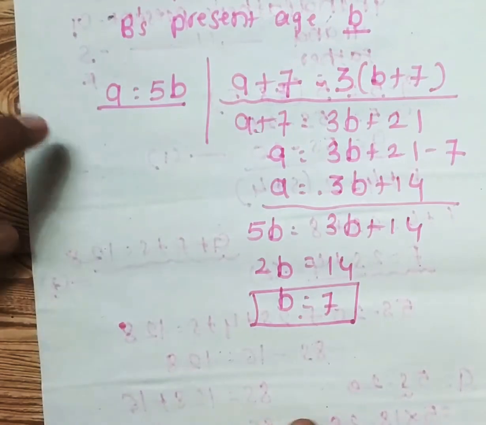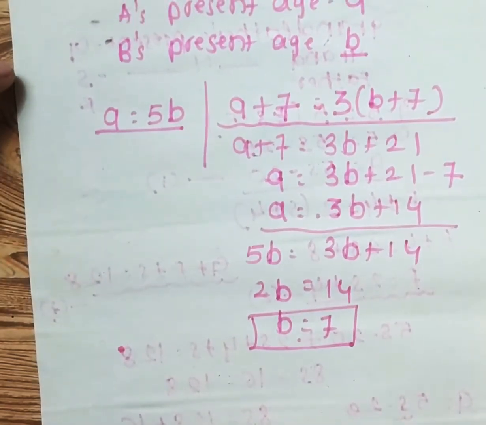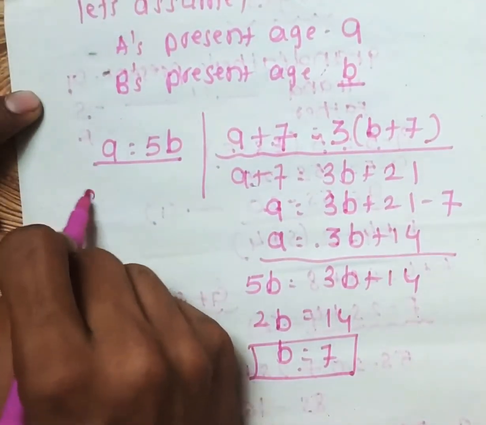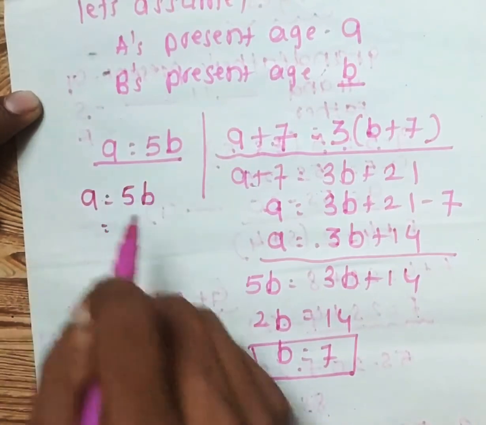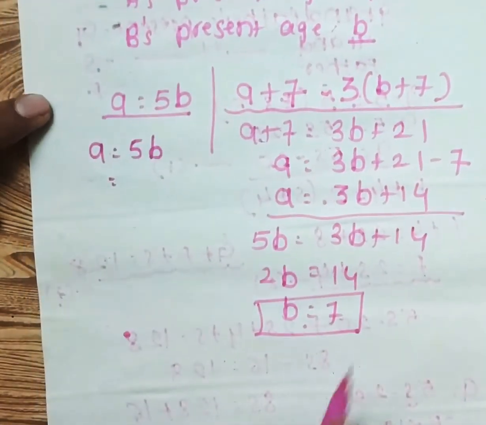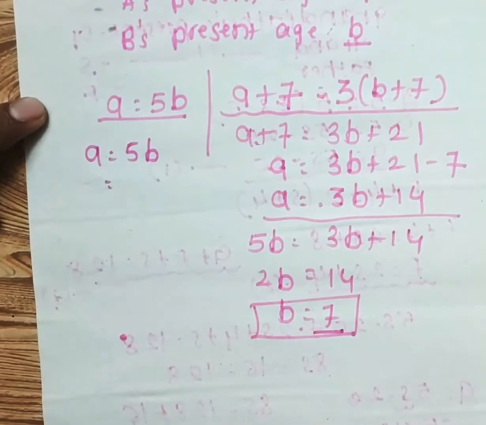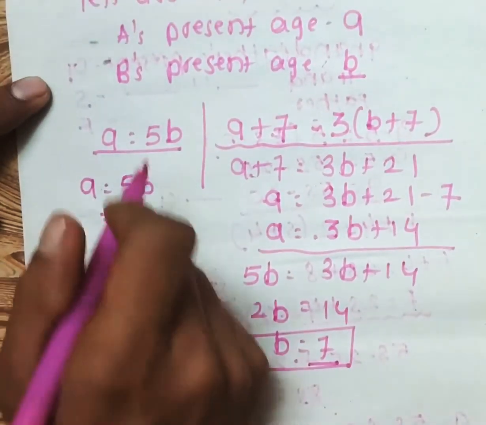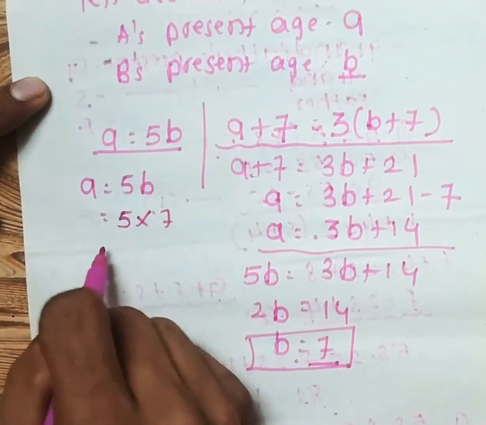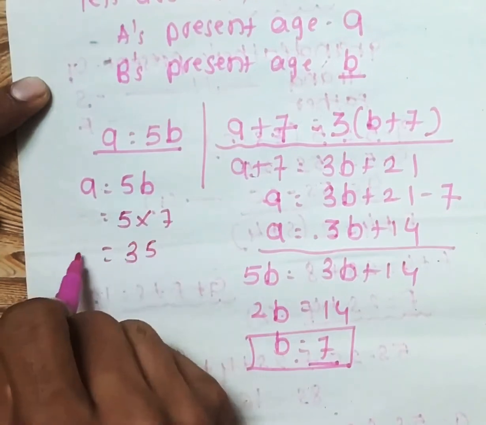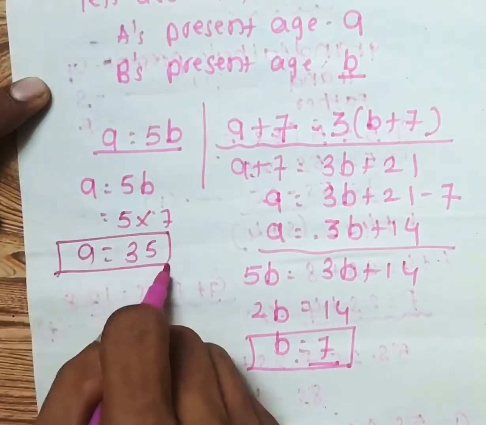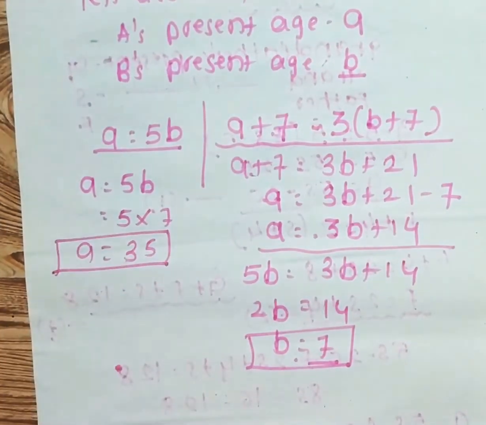And it's also simple for A. We know that A is equal to 5B, and we have just calculated the value of B as 7 years. So I can put the value of B in this equation also. So 5 into 7, 7 5s are 35. So the present age of A is 35 years.